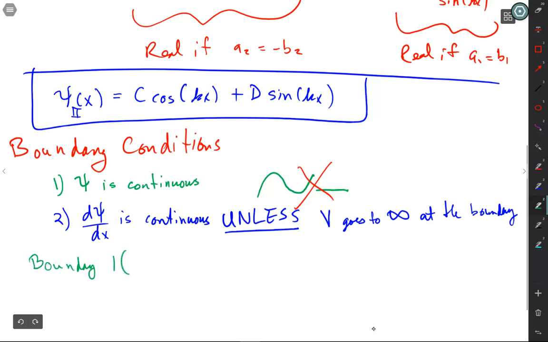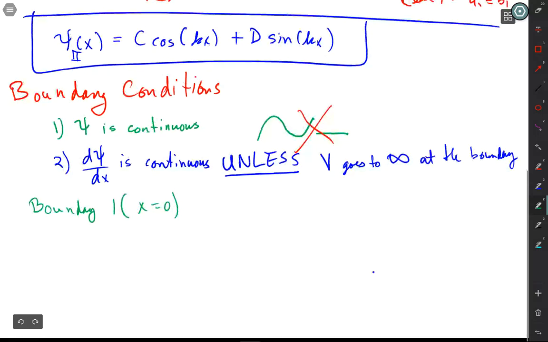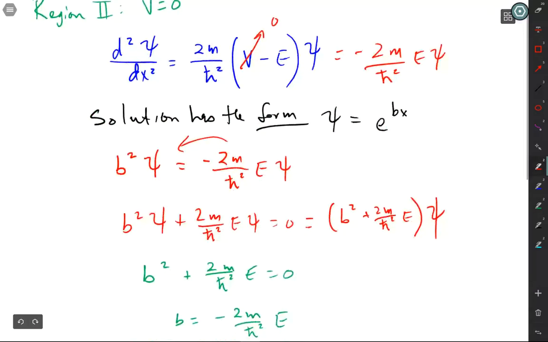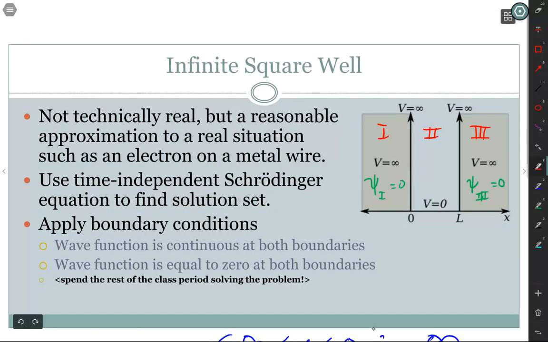At boundary 1, that is x equals 0, I'm going to have psi in region 1 of 0. I'll put x equals 0 so it's really clear. Must be equal to psi in region 2 of x equals 0. Right? That's what the boundary condition of continuity means. The psi has to be the same value on both sides. Well, what was psi in region 1 for all positions? 0, right. Yeah, psi in region 1 was 0 for all positions.